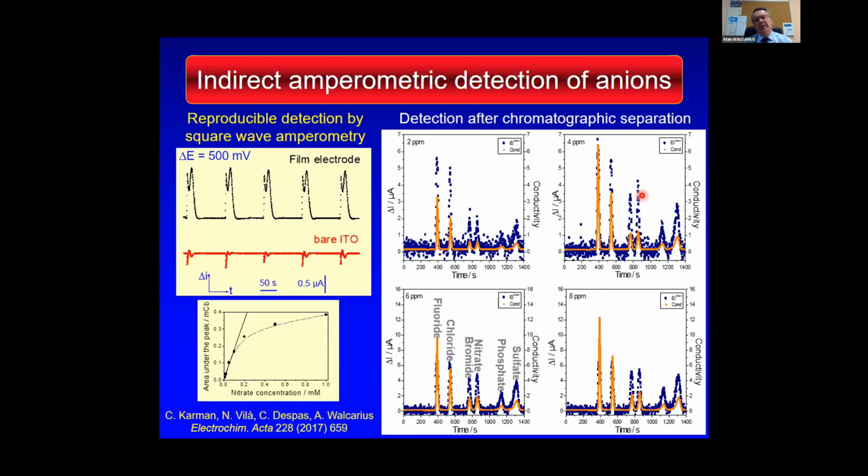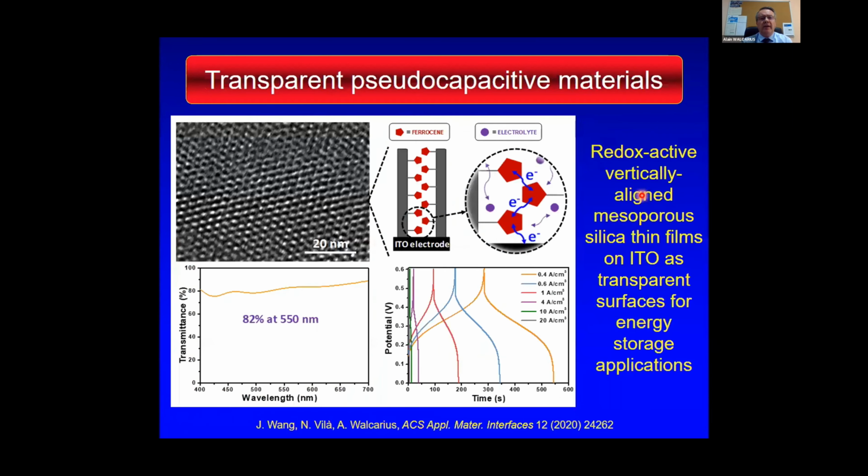And just to finish, we could also exploit this kind of redox-functionalized vertically aligned film in the field of energy storage as new pseudo-capacitive materials. And the first example is a planar film deposited on a transparent indium tin oxide electrode. As you can see, the transparency above 80% can be maintained even after deposition of the film containing these ferrocene groups. And thanks to the fast electron transport by electron hopping, we can get some charge and discharge curves.